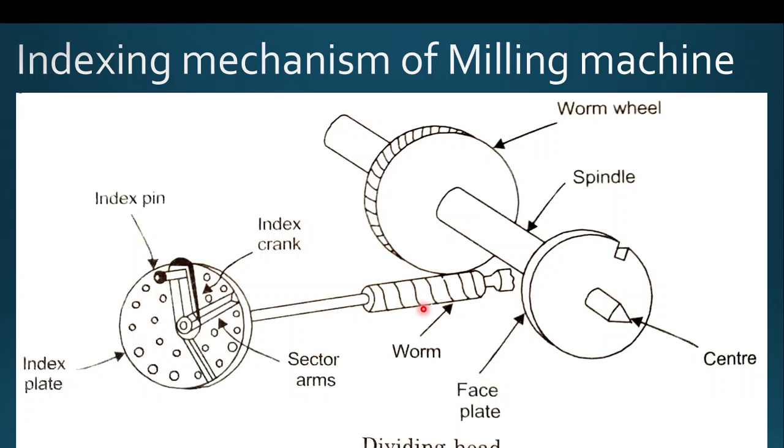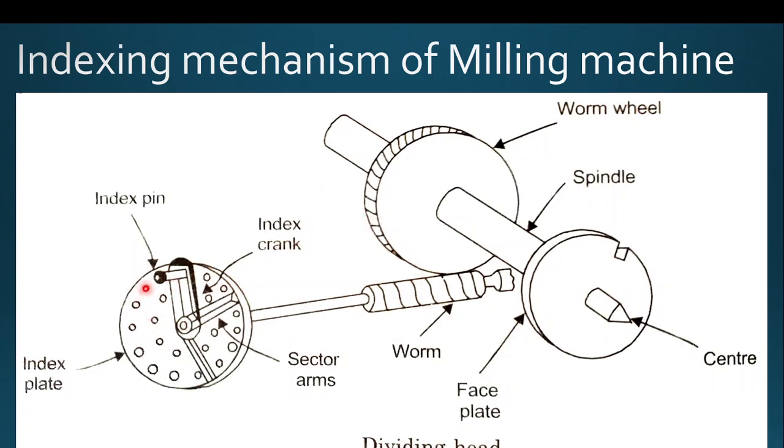Here lots of types of indexing heads are available, like plain dividing head, universal dividing head, and optical dividing head. By using these dividing head mechanisms, we can follow lots of different methods of indexing, like rapid or direct indexing, simple or plain indexing, compound indexing, differential indexing, and angular indexing. So the purpose of all indexing is to rotate the workpiece through a uniform angle after every successive pass against the rotating tool material. And here this is a very simple view of a dividing head.